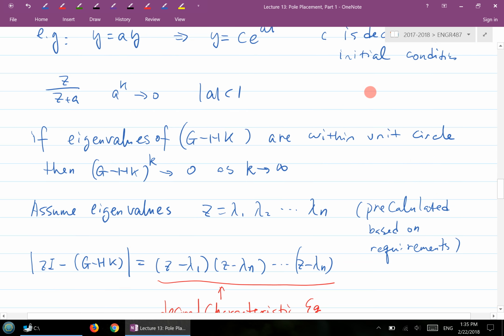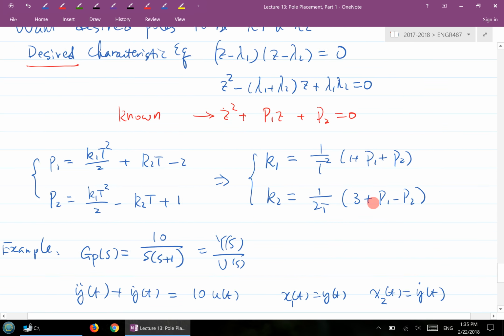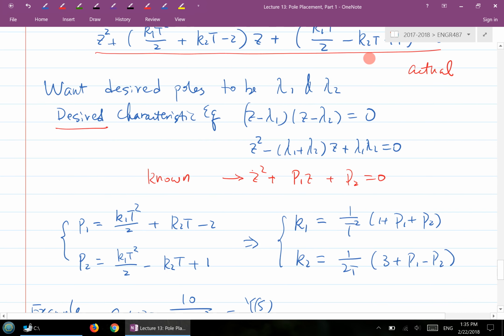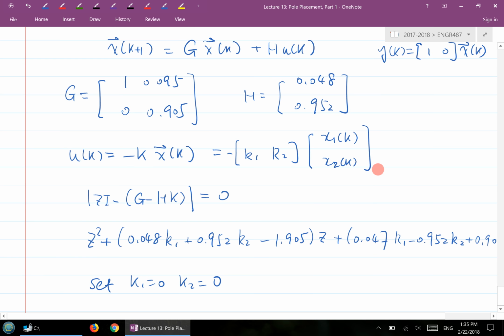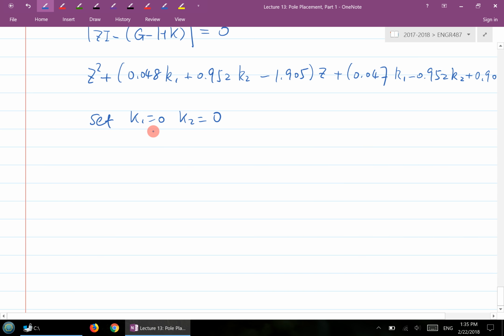So in this case, basically, I don't really want to design anything at all, and let's just wish our luck that the G matrix actually has eigenvalues both inside the unit circle. If that's the case, then you still get a stable system. So let's take a look at this one. If you set both of them to 0, you get a polynomial, which is this, the characteristic equation.